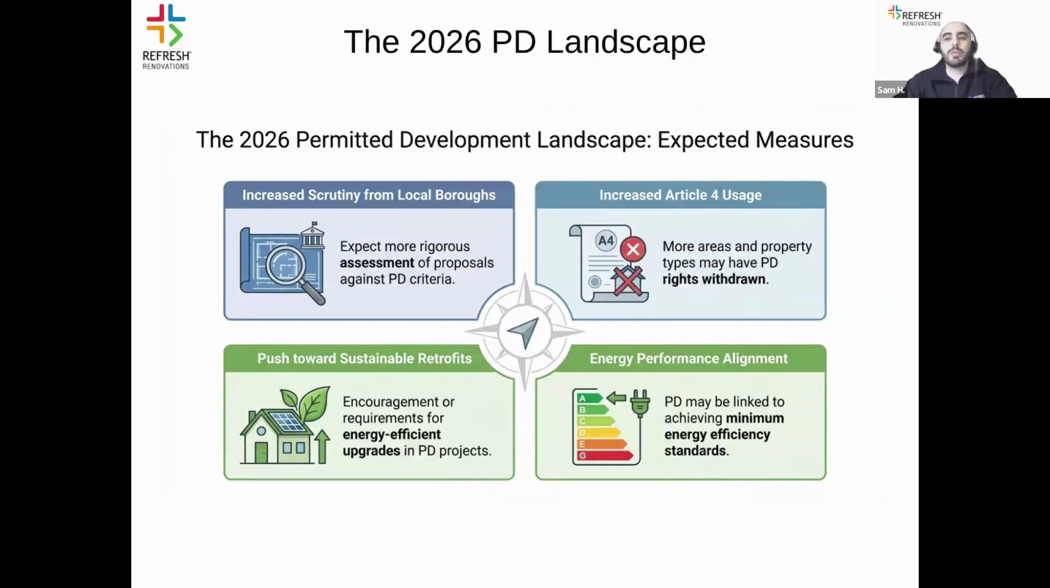a prominent feature of the city's planning landscape, driven by local authorities seeking to protect residential character from uncontrolled permitted development activities. The third would be that permitted development rights are increasingly being linked to energy efficiency, with the government using them to encourage retrofitting and renewable energy adoption to meet net zero targets. Therefore, local boroughs are also placing more emphasis on sustainability and retrofits.